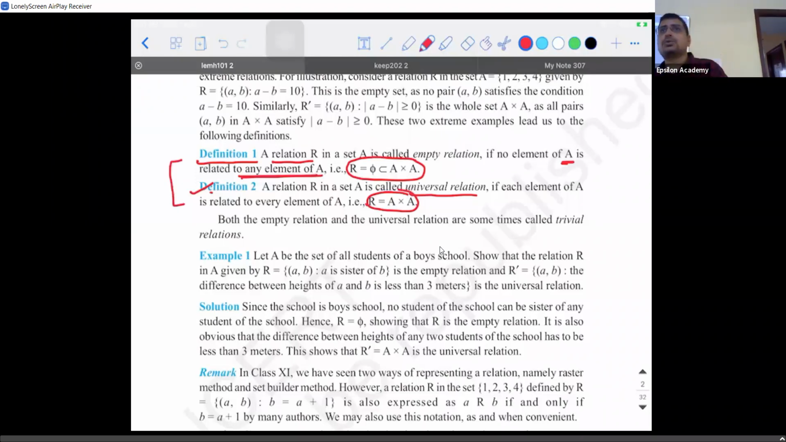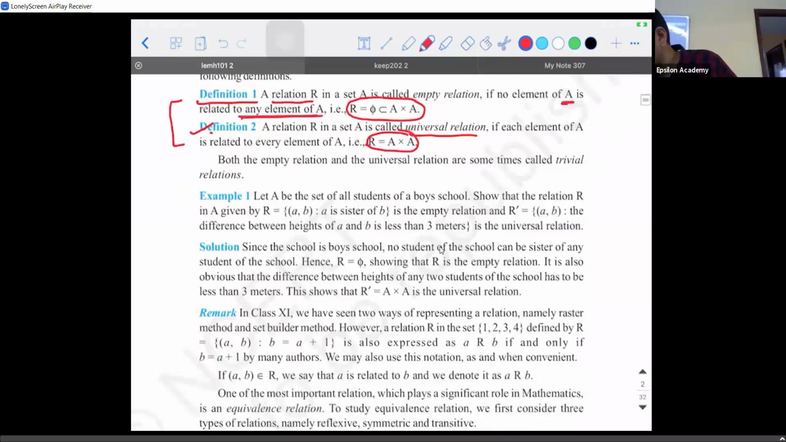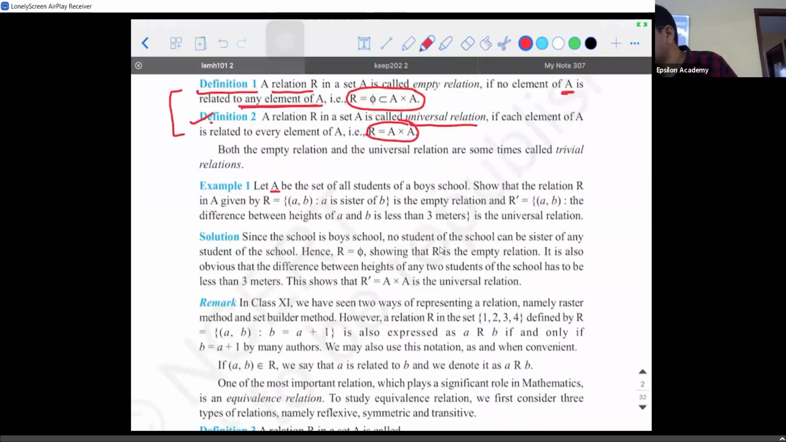We saw an example also. What was the example? The boys' school. So let A be the set of all students of a boys' school. Show that the relation R in A, which is given by R is equal to {(A, B) such that A is a sister of B}.